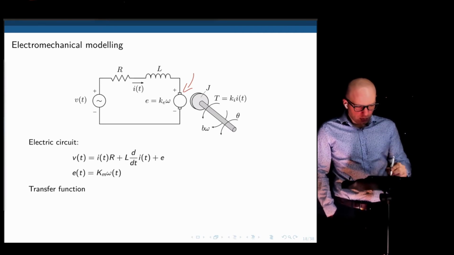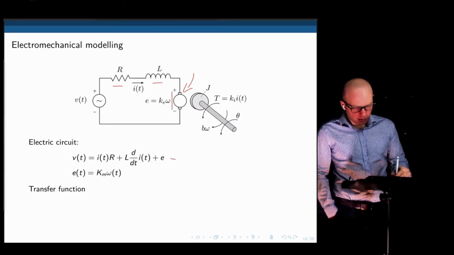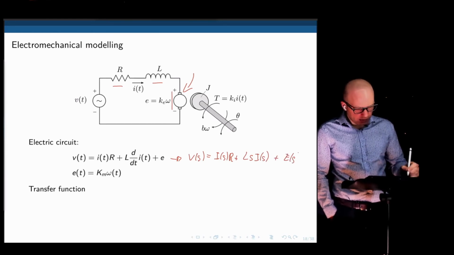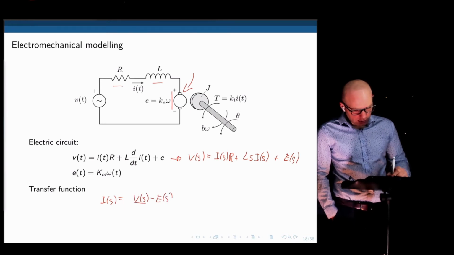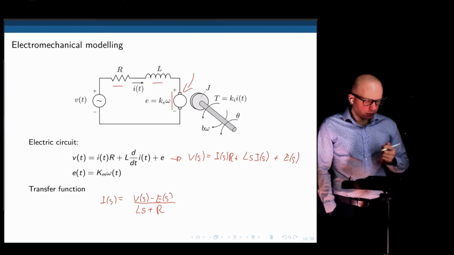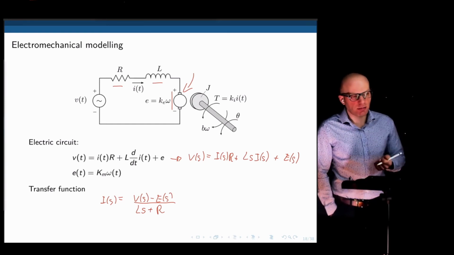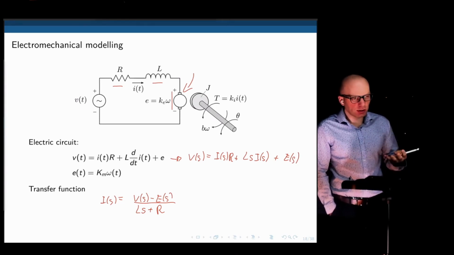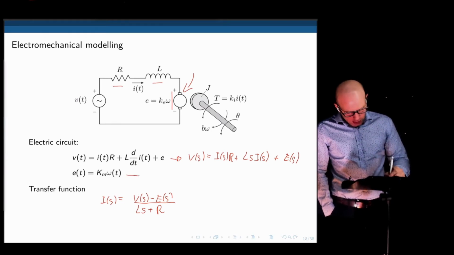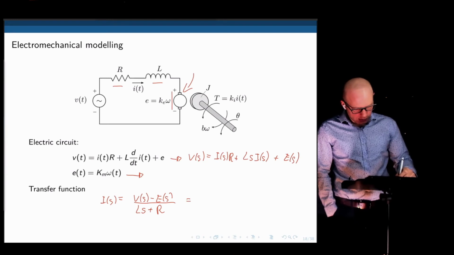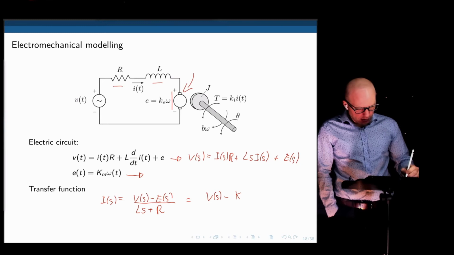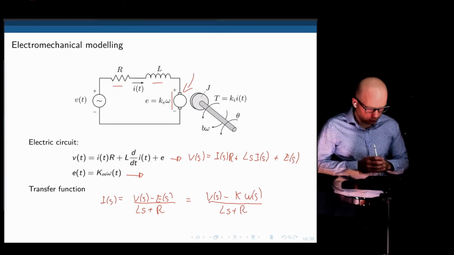So we have V equals the voltage drop through the resistor, through the inductor, and the back EMF. And when you take the Laplace transform of this, we have V(s) equals I(s) times R plus Ls I(s) plus E(s). We can create a transfer function for the current, simply rearranging the elements and factoring out I. This gives a transfer function for the current as a function of the EMF and as a function of the input voltage V. Nothing extraordinarily new here. We know that the EMF is K times omega, so we could rewrite this as V(s) minus K times omega(s), divided by Ls plus R. And this is the link between the mechanical and the electrical part.